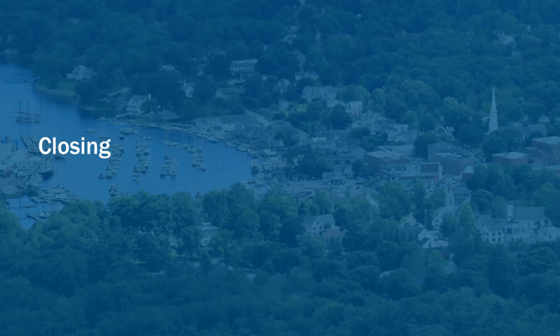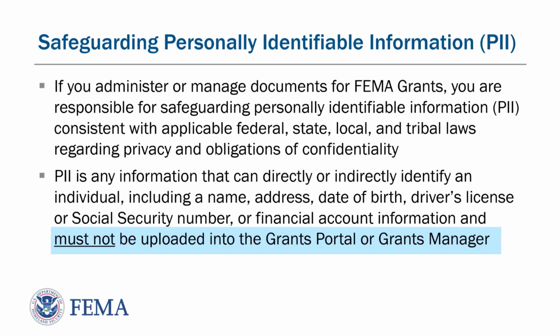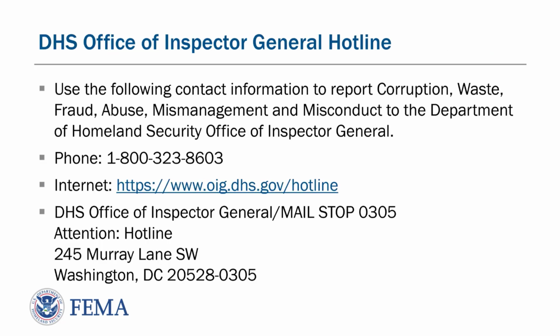Let's go over some important closing information. Please be aware that if you are working with any documents used for a FEMA grant, you are responsible for safeguarding personally identifiable information, or PII. PII refers to anything that can be used to directly or indirectly identify an individual. Some examples of sensitive PII are addresses, social security numbers, and financial account information. This type of information must not be uploaded into Grants Portal or Grants Manager.